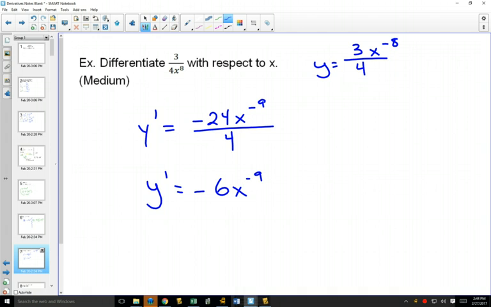so that's a medium one because we have to do sort of a preliminary step. We have to manipulate our original function so that it gets into a form that we can do our power rule. So our power rule only works if that power is in the numerator, and then you can work from there.